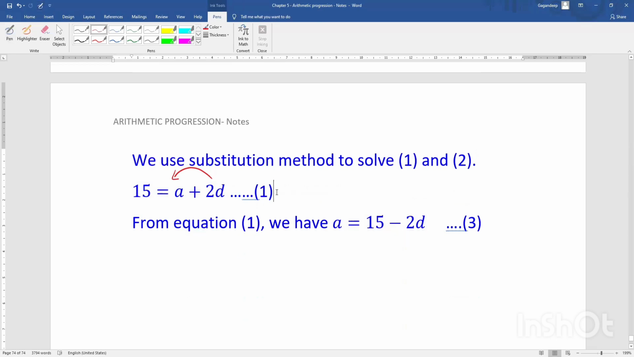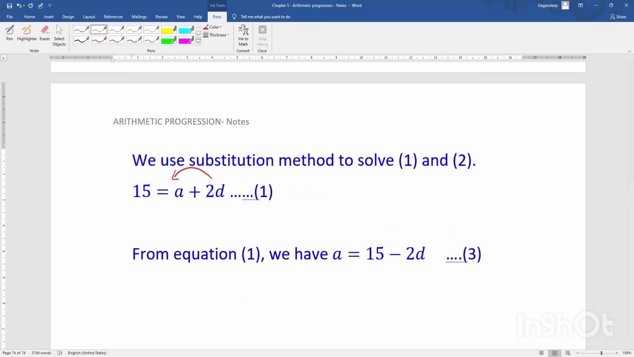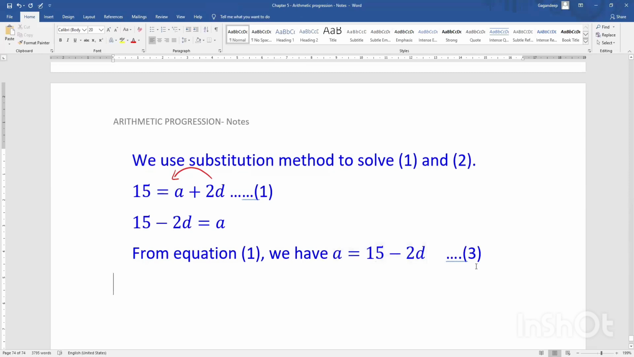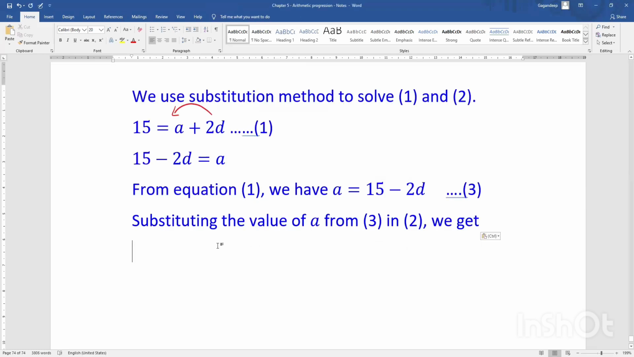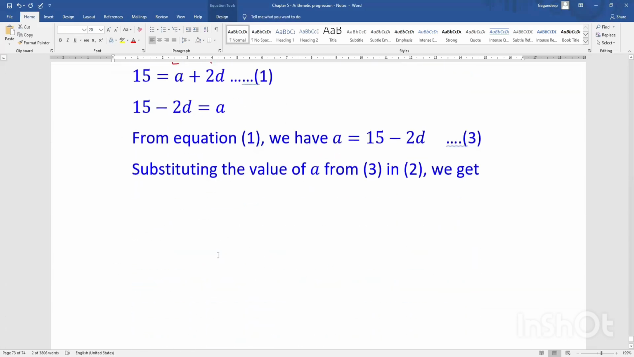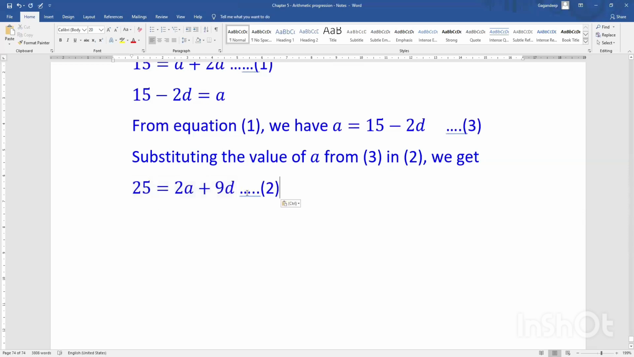See here, let me put one more step. So you get it as 15 minus 2D equals to A. Or I can write it as, from equation 1, A equals 15 minus 2D. Okay. In my next step, I'm going to substitute the value of A from 3 into equation 2. Where is 2 here? I take this equation 2. Okay. This is equation 2.